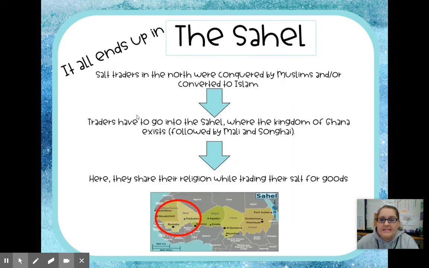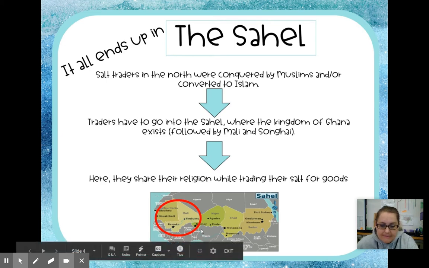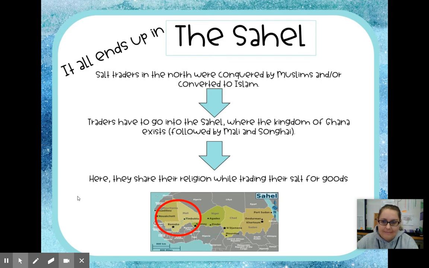All right, so it all ends up in the Sahel. Take a look at the picture that you see down at the bottom, this little map. And this red circle you see is what we call the Sahel. And basically, it's just the center of West Africa. So West Africa and Sahel can kind of be used interchangeably, all right?